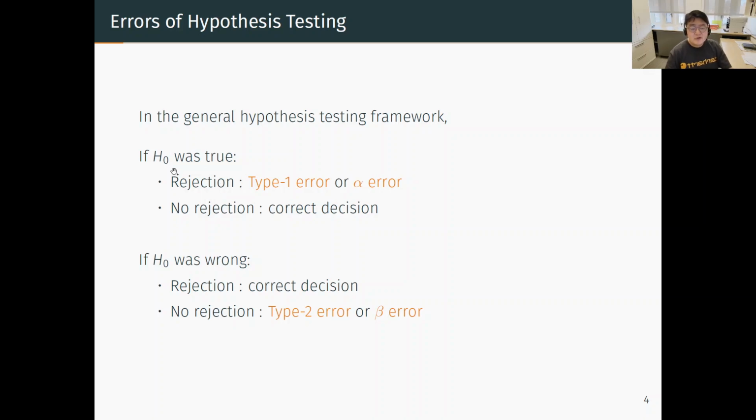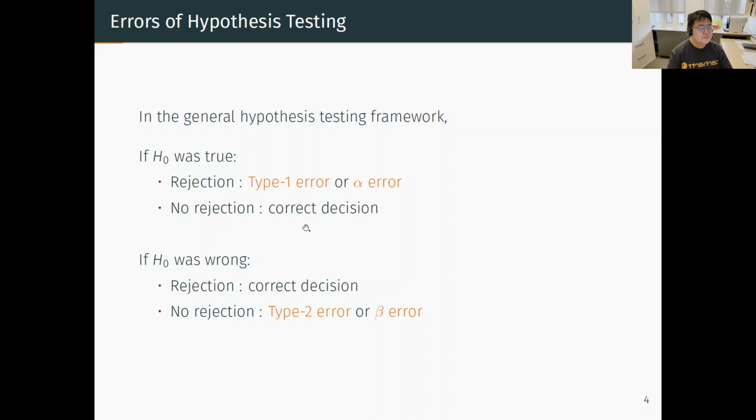In this case, if the null hypothesis was true, rejection is a type 1 error, but non-rejection is correct. But in the other case, if the null hypothesis was actually wrong, then rejection is correct. You have to reject a wrong hypothesis. But non-rejection is another type of error, which we call type 2 or beta error. So I will call them from now on type 1 or type 2 error, but some textbooks use alpha error or beta error.